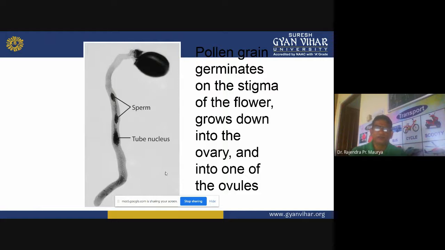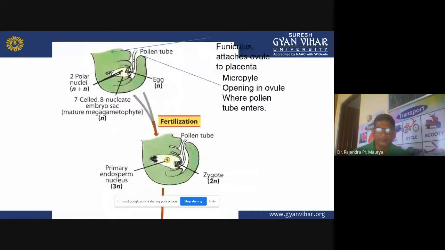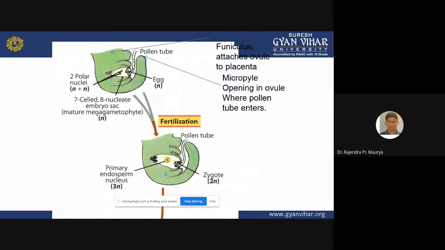Okay. So you can see in these pollen tubes, sperms and tube nucleus. These also play an important role in the fertilization. Here you can see the funiculus attaches the ovule to the placenta, and the micropyle is the opening in the ovule where pollen tubes enter.